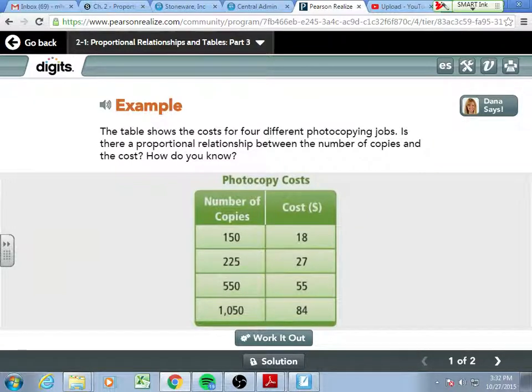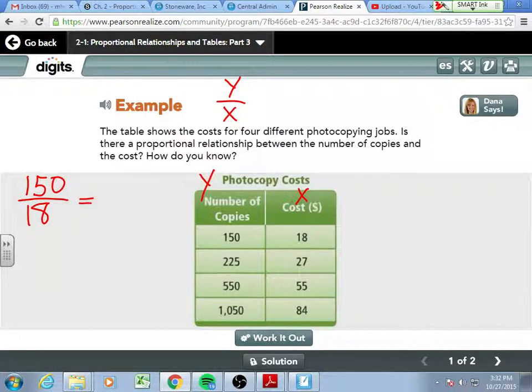For your first one here, we're going to say that this is your y value and this is your x value so that we can do y divided by x, because our ratio has to be y divided by x. Actually, I'm not going to draw arrows. You can figure it out. It's 150 divided by 18, right? It's $18 for 150 copies.